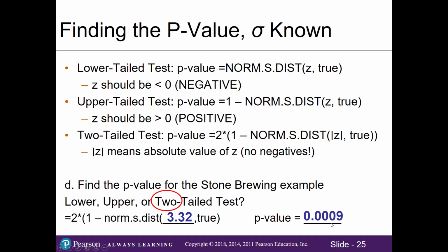0.0009. So if you recall, the alpha value in the Stone Brewing example was 0.10, and our p-value here is 0.0009. It's much smaller than our alpha value. That means it's a very small area in the rejection region. So the p-value has the same conclusion as our critical value approach, which is we do reject the null, and we know that the cans are not getting filled at 16 ounces, so we have to fix the machine.